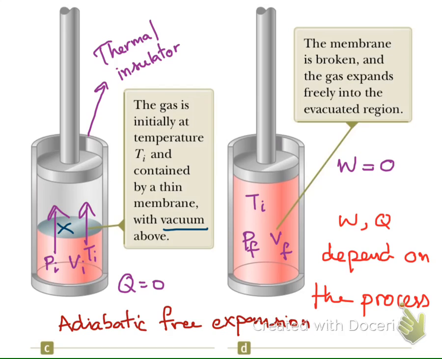So in this process, sorry, it's not necessarily that the gas is an ideal gas or not, but since we have Q equal to 0 and W equal to 0, for any kind of gas, we must have that the change of the internal energy is equal to 0. This follows directly from the first law.